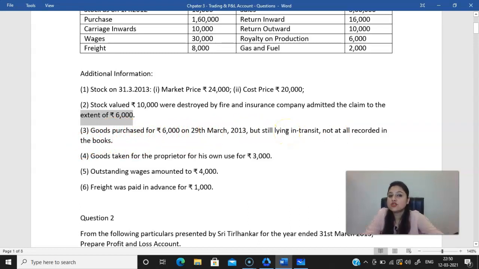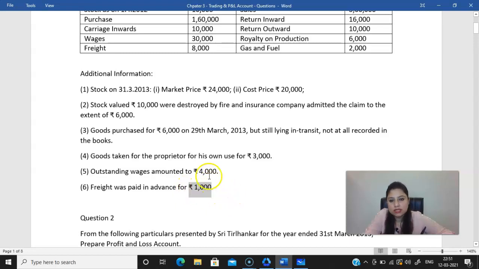Basically such goods have not yet been sold. They were supposed to be sold but have not moved from the business owner's location to the customer to whom they have been sold. So such goods would still be regarded as the goods of the business, and we will be adding them back to the purchases. Then goods taken by the proprietor for his own use were rupees 3,000. We have outstanding wages amounting to rupees 4,000 and freight paid in advance of rupees 1,000.